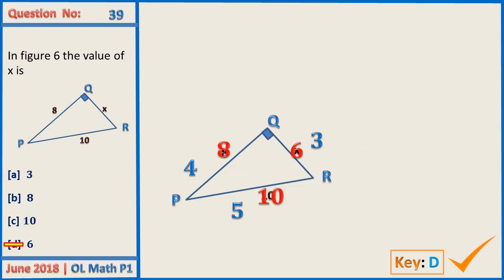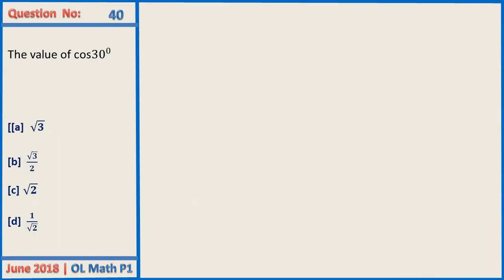Question 40, the value of cos 30 degrees is, this is an angle that you use all the time in form 4 and form 5. The value of cos 30 degrees is just root 3 on 2, or on the calculator, you have 0.866. So the key is B.